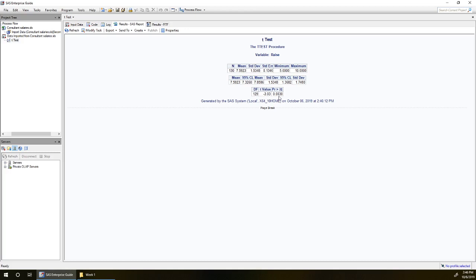We can look at our p-value here. Our p-value is 0.003 or 0.3%. This is much smaller than our 5% threshold. So we conclude that indeed the raises are on average lower than the 8% that was claimed.